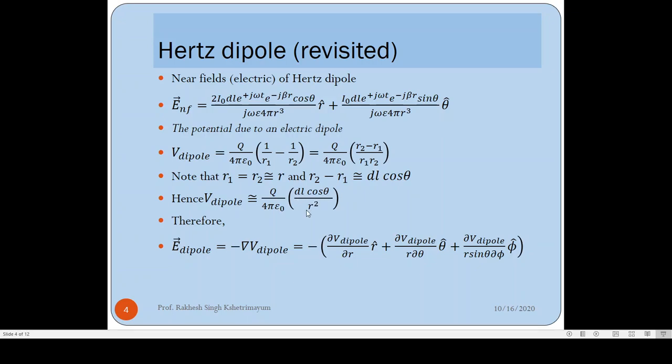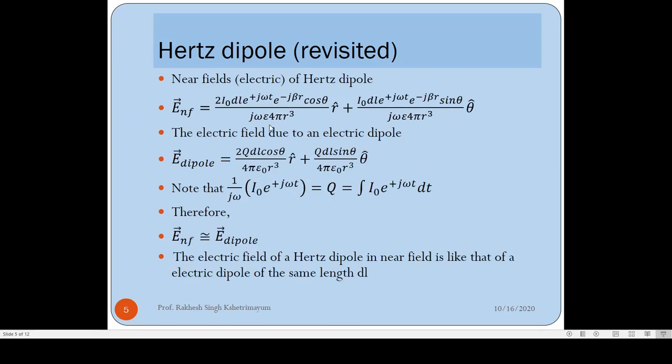From the potential, if you want to find the electric field of the dipole, you take the negative gradient of the potential, and we are doing it in spherical coordinates. So you will have del by del r r hat, 1 by r del by del theta theta hat. The scale factor 1 is 1, scale factor 2 is r, scale factor 3 is r sin theta, so del by del phi with 1 by r sin theta. You do all these partial derivatives of the electric potential for the dipole, and finally what you get is this.